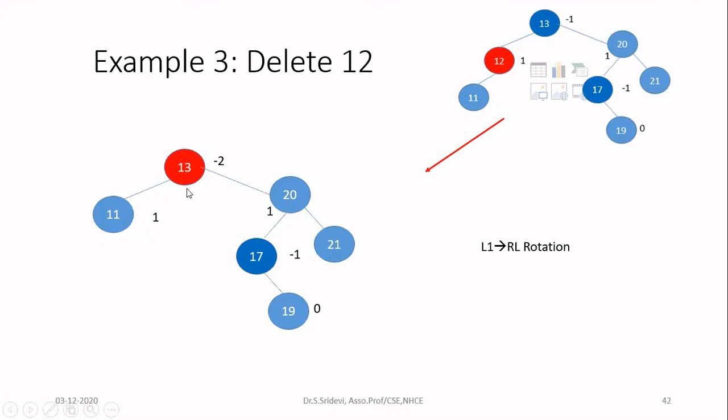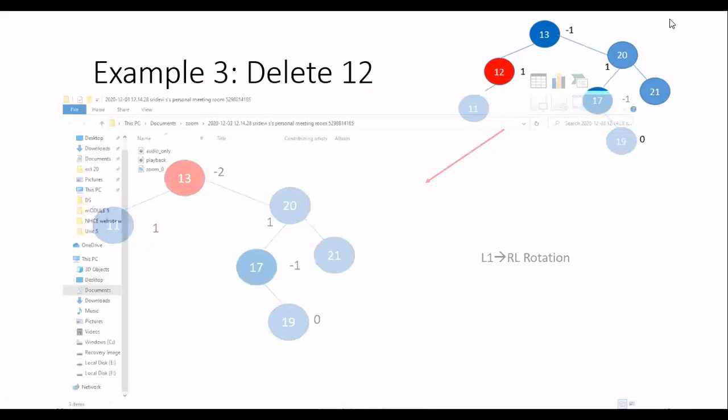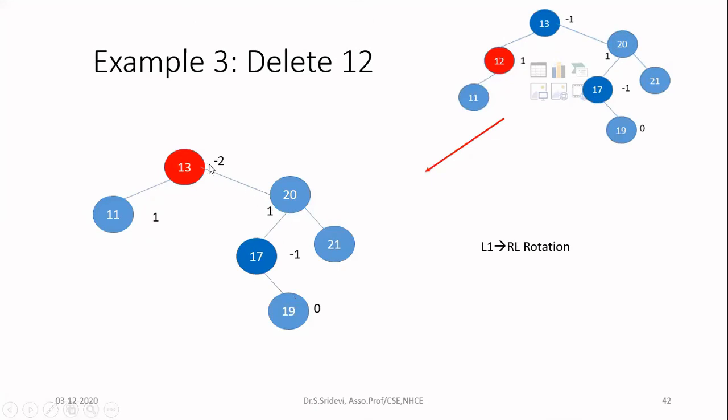After that, calculate the balance factor of all the nodes. Now for 13, in the right subtree, we have height as 3. That is 13 to 20, 20 to 17, then to 19. 3 links are here. In the left subtree, we have only one link. So 1 minus 3 is -2. Now it is not balanced, so we have to balance it.